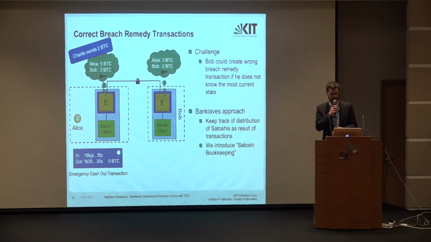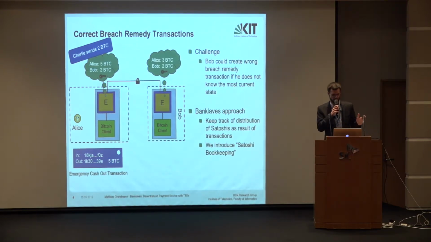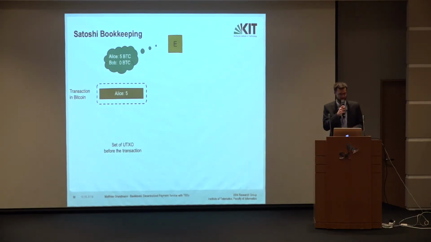And what we use here is a mechanism that we called Satoshi bookkeeping. Satoshi is the smallest unit of a Bitcoin, and this mechanism keeps track of the ownerships of all of the Bitcoins after all transactions. So this is a sum of the results of all transactions that have happened. Let me show you an example of this.